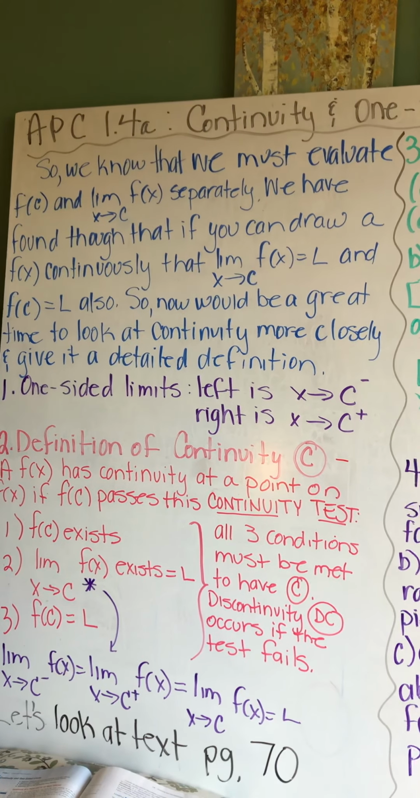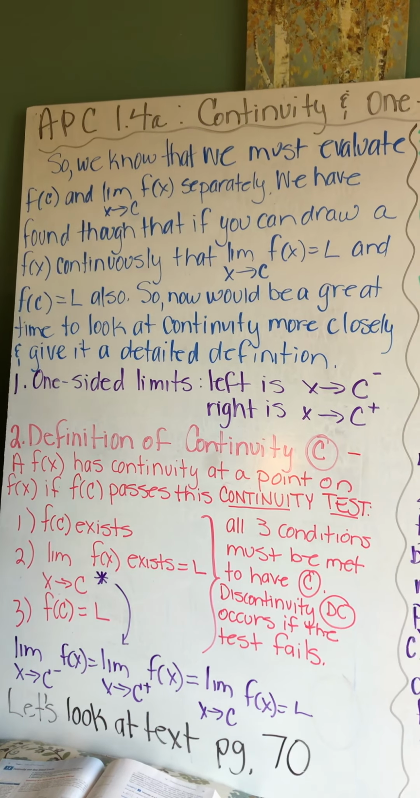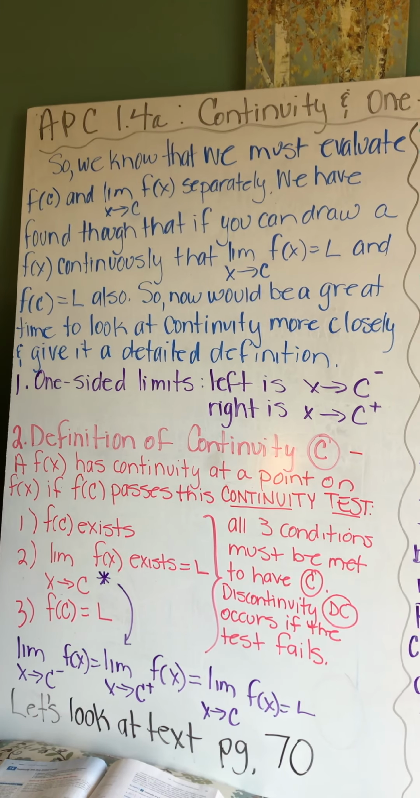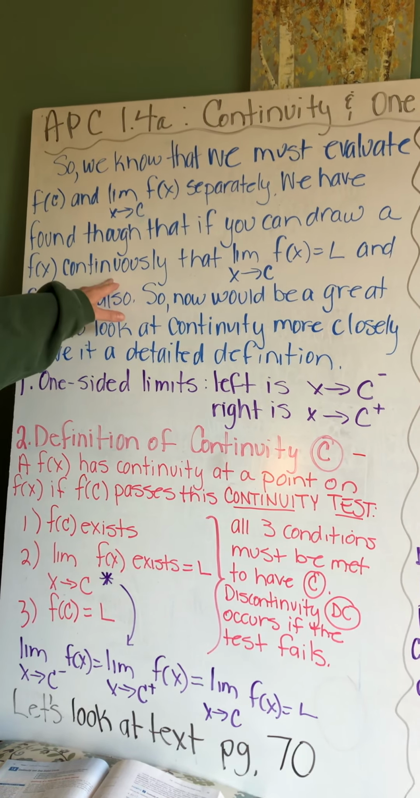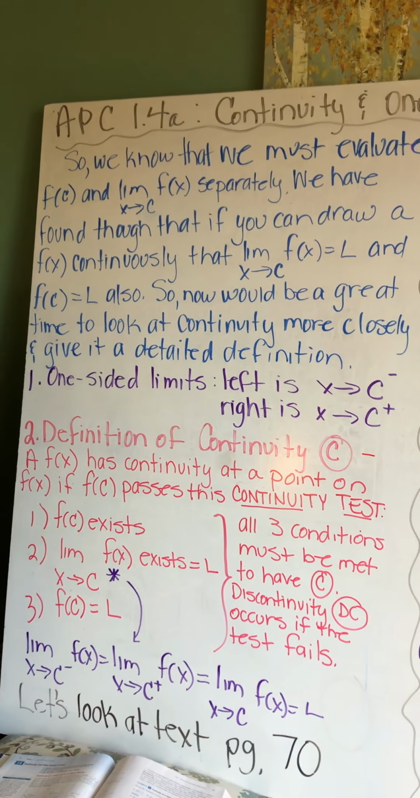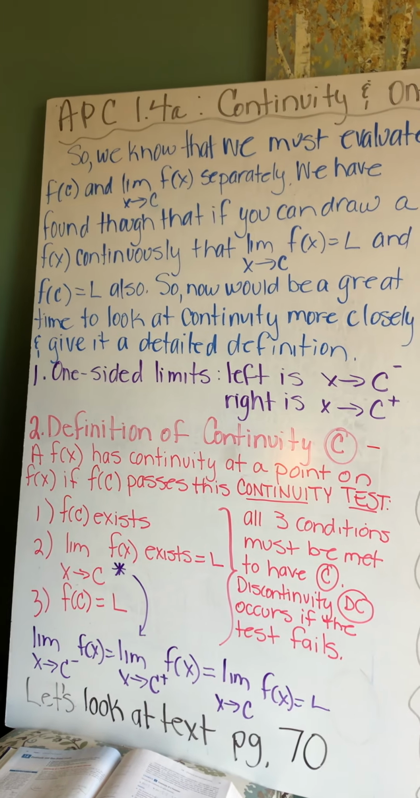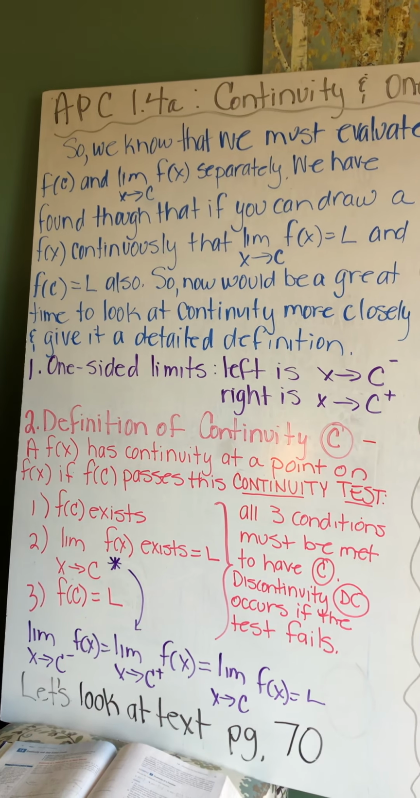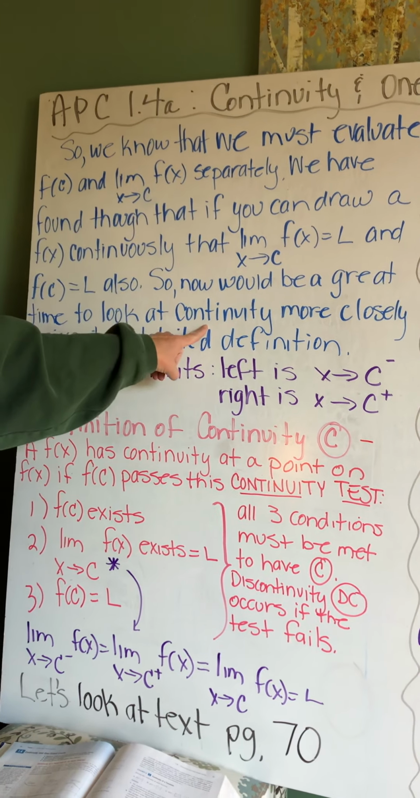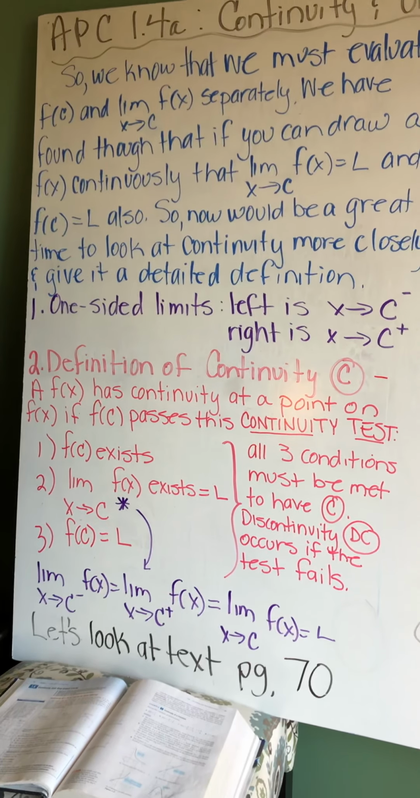So we know that we must evaluate f of c and the limit as x approaches c of the function separately. We have found, though, that if you can draw a function continuously, the limit equals L, in other words, it exists, and the value of the function equals L also. So now would be a great time to look at continuity more closely. Notice I'll put C's with circles around them from now on for my continuity words. More closely, and we'll give it a detailed definition.